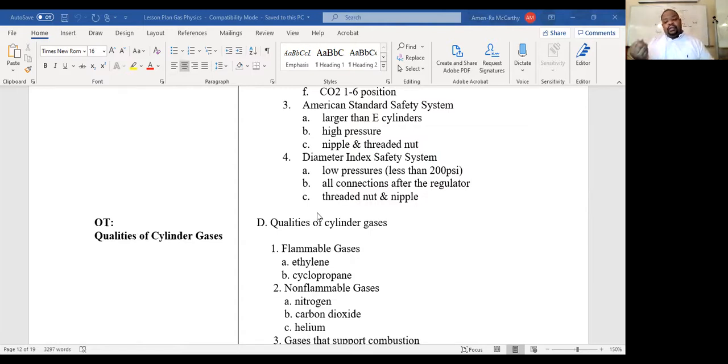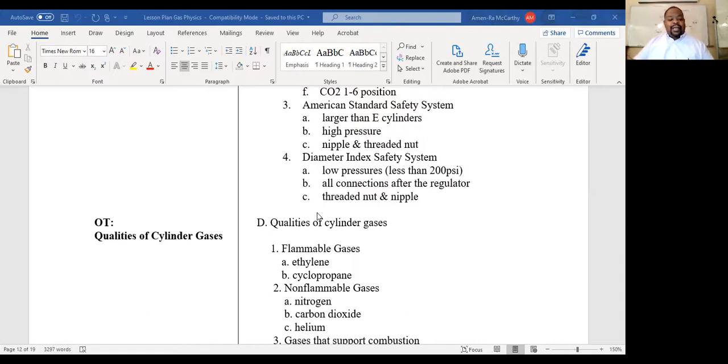So the regulator has a little place to screw my nasal cannula to, or my non-rebreather, my partial rebreather, my simple O2 mask. Or if it's a threaded nut, then I can screw in my threaded connection. I can screw in my water bottle or my aerosol face mask, aerosol T-piece, right? All of those connections after the regulator are governed by the DISS.